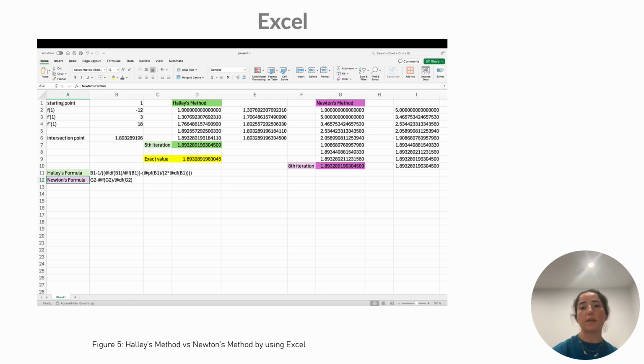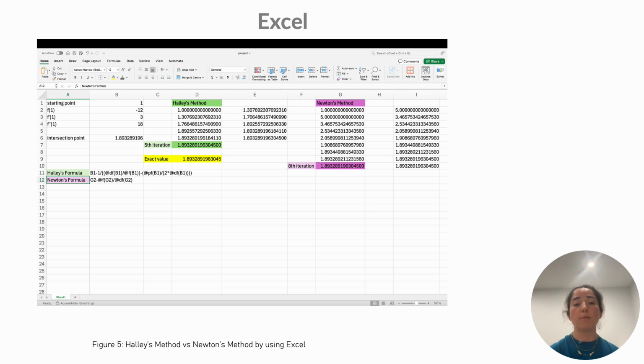Okay, let's examine the Excel spreadsheet. So the first thing that I've done is write down my starting point, which was 1, and then substitute this starting point into all of my functions: f of x, f prime of x, f double prime of x. In this way, I could test my macro codes as well. So I saw that everything was working properly.